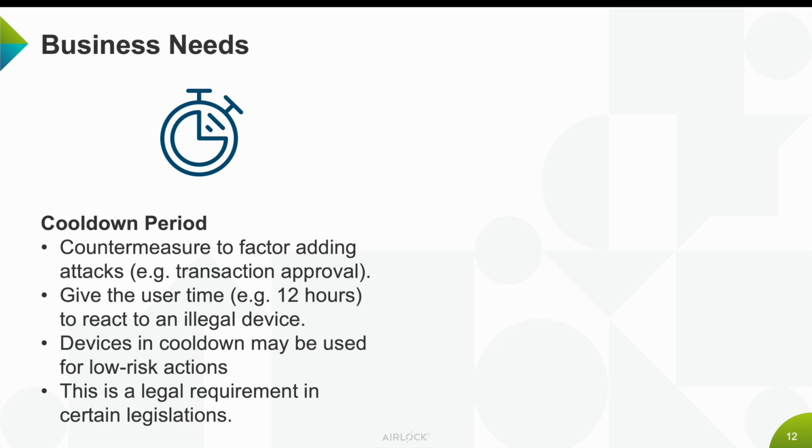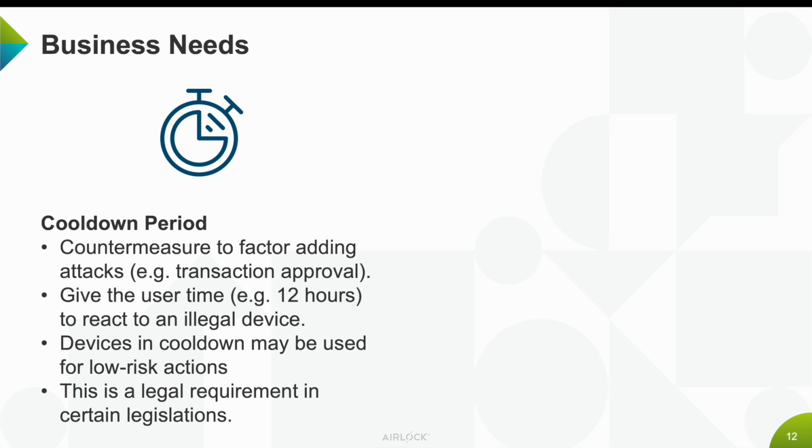Cooldown period is a fraud prevention method where a newly registered device is put in cooldown for a time period. Normally this is 12 hours, but it's configurable so you can set whatever time frame you want. These 12 hours give the user time to react to an illegally registered device. And during the period, that device that is still in cooldown may actually be used, but it should only be used for low risk actions.